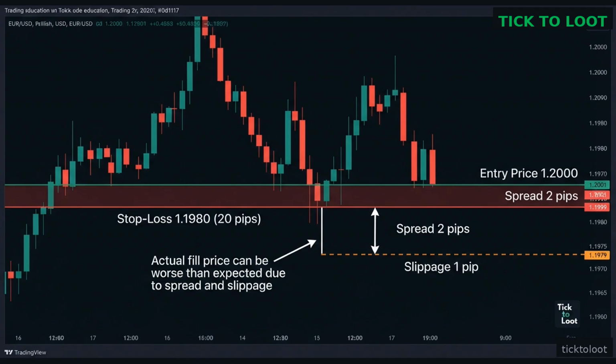To protect yourself, always add a few extra pips to your stop-loss distance to account for spread and possible slippage, or use limit orders that specify the exact price you are willing to accept. By building this buffer into your risk per trade calculation, you keep the actual dollar risk close to what you intended, even when the market adds its own little surprises.